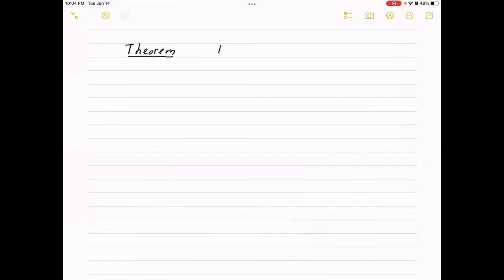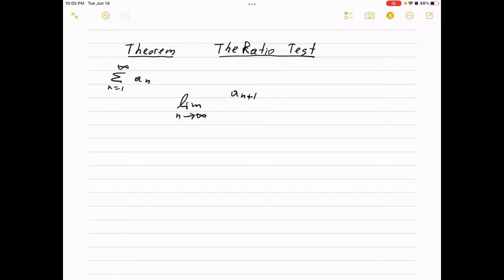Theorem, the ratio test. Suppose we have a series, and suppose that we calculate the limit as n approaching infinity of the absolute value of a_(n+1) divided by a_n, the ratio, and say that the limit exists and equals rho.